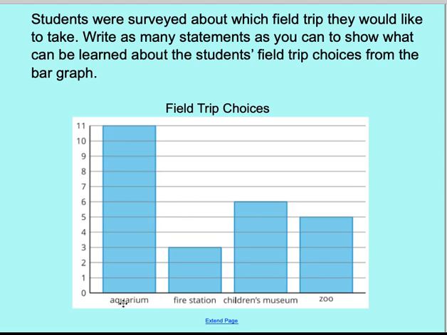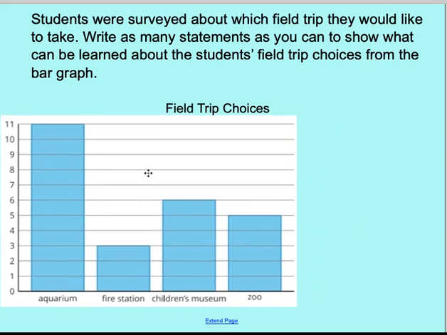I can see at the bottom, there's the aquarium, the fire station, the children's museum, and the zoo. Okay, and the kids voted, and each line looks like it's worth 1 vote. So 1, 2, 3, all the way up to 11. So it looks like 11 people voted for the aquarium.